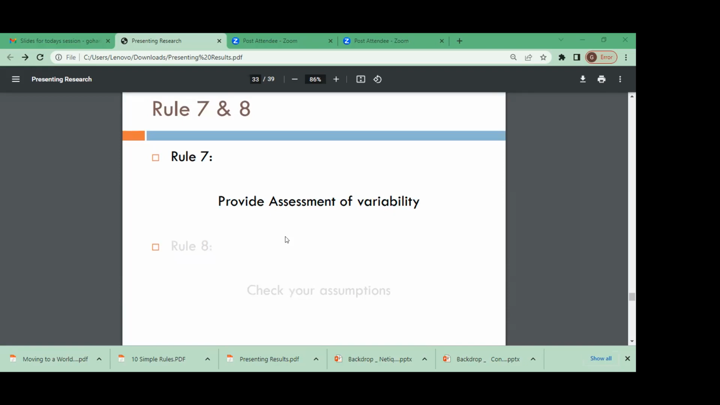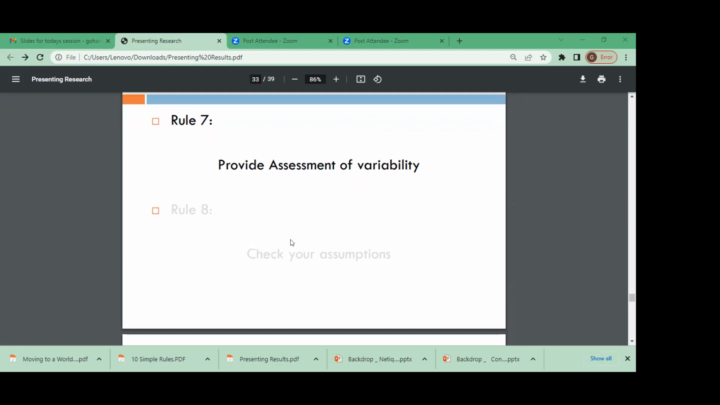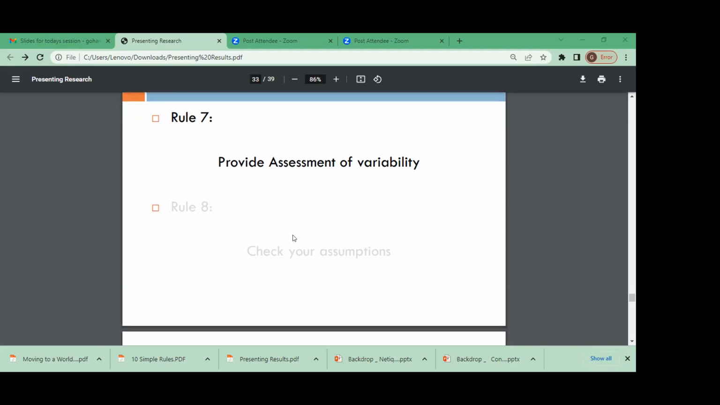Rule number 7 says provide assessment of variability. Please know this: if you are reporting an arithmetic mean, it should always be accompanied by the standard deviation or standard error of the mean. You can't just simply report an arithmetic mean. Likewise, when you are reporting numbers and frequencies, they should always be accompanied by the percentages. Similarly for other parameters as well. So you really have to make sure of what you report and how you report. Knowing the variability is very important, because two different data sets can have the same mean but different variances. So knowing the variance is always helpful, as it helps us figure out how much variation is out there in the data.